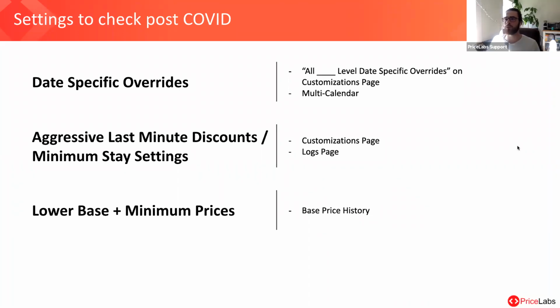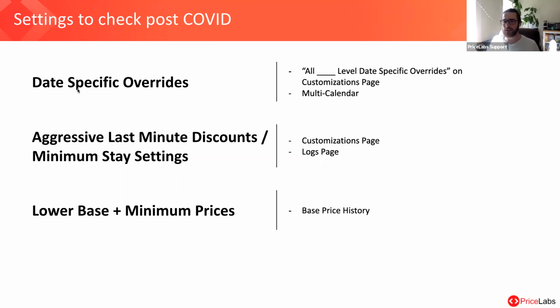So I just wanted to go over a few things to look for here and where you can quickly find these. So date-specific overrides, one of our recommendations early on was to not necessarily drop your minimum and base price, but to simply drop the price for, let's say, the next 2 months if you weren't using our occupancy-based adjustment.